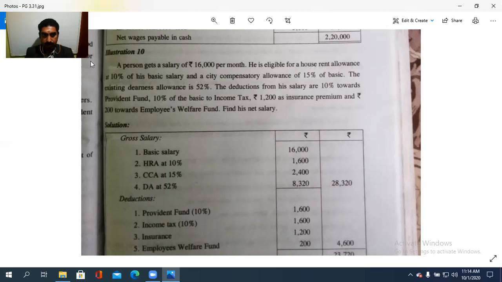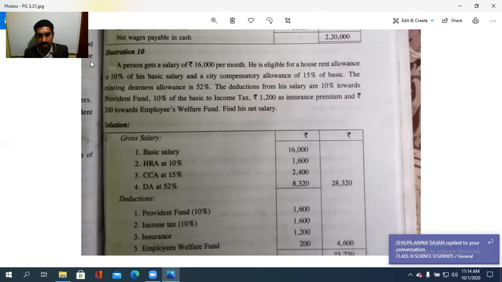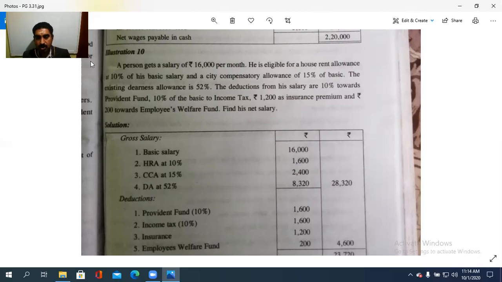1,600 deduction for the provident fund, income tax 1,600, insurance 1,200, and 200. Okay. So 1,600 plus 1,600 is 3,200, plus 1,200 is 4,400, plus 200, 4,600. So the net salary will be how much?